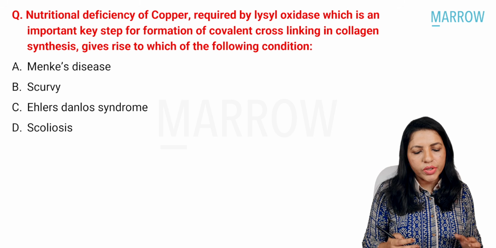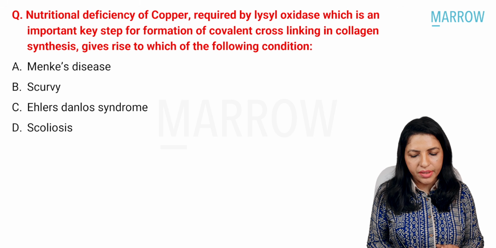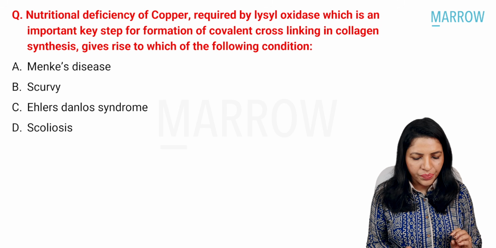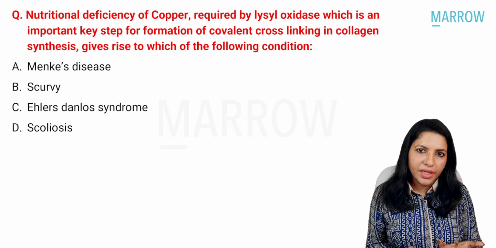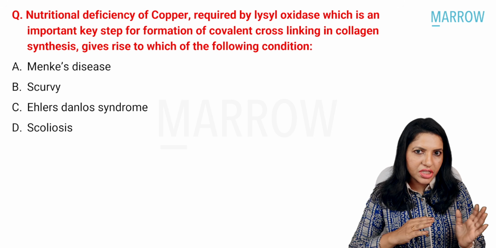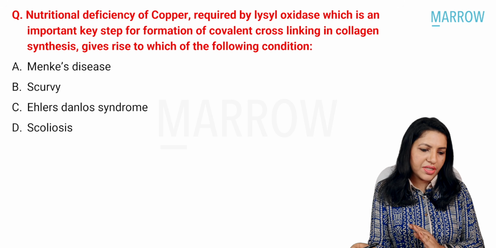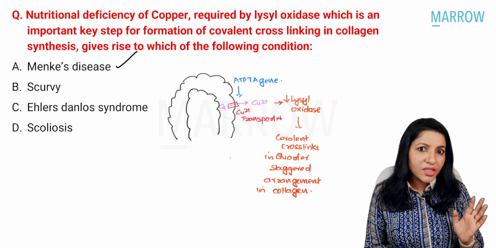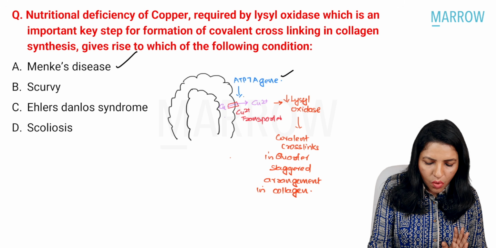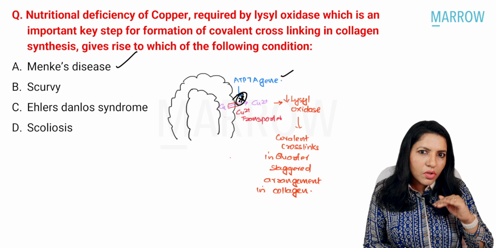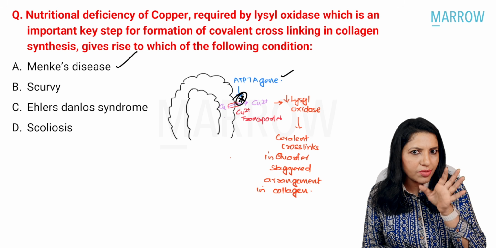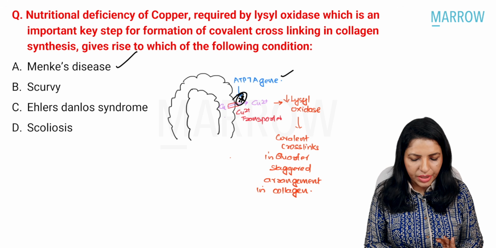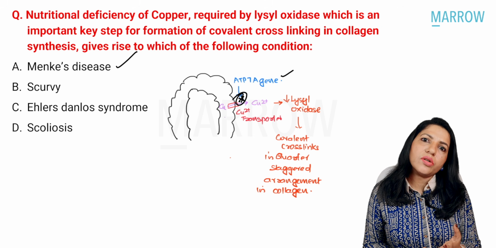Okay, so nutritional deficiency of copper required by lysyl oxidase is an important key step for the formation of covalent cross-links, that we know. So which of the following conditions can cause a condition which is almost similar to a nutritional deficiency? That is Menkes disease. Why Menkes disease? Menkes disease is due to a defect in a gene ATP7A, where a copper transporter is affected. So it is almost like a nutritional deficiency, because even if we are consuming copper through our diet, it's not going into the blood compartment.